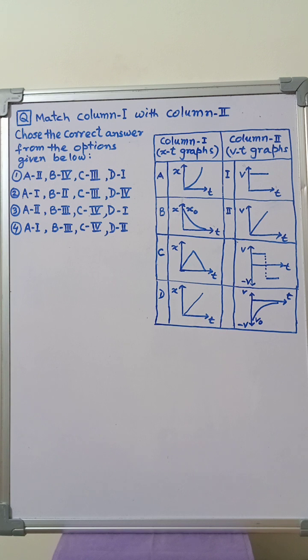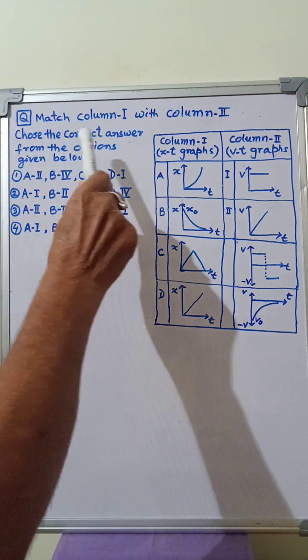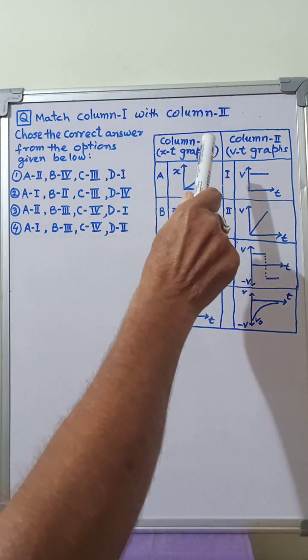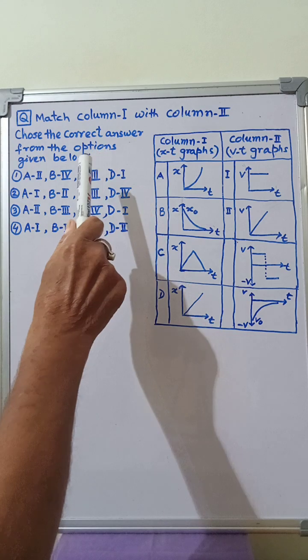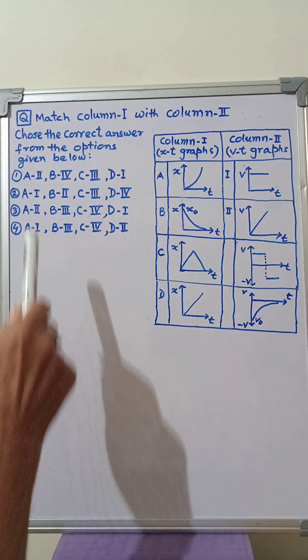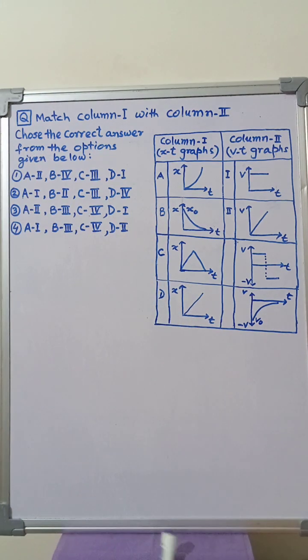Read the question carefully. Match column 1 with column 2. Choose the correct answer from the options given below. The options are given in the question. We are required to find the correct option. Now for the solution.